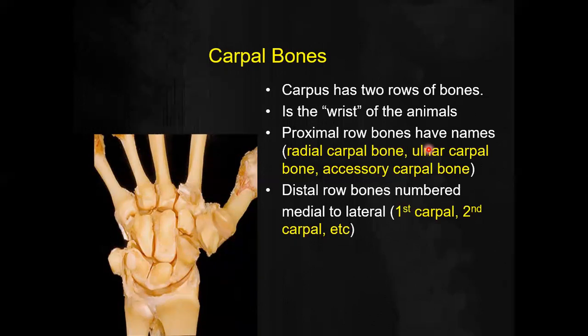The proximal row of bones have names, and these names are based on what they articulate with. The distal row of bones has numbers, and they're numbered based on the digit or the metacarpal that they articulate with. What we're feeling right here on the bottom part, is that tendon? If you do bear claw, you can see it.